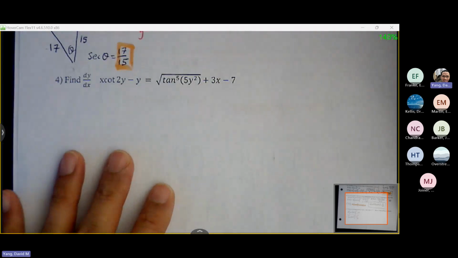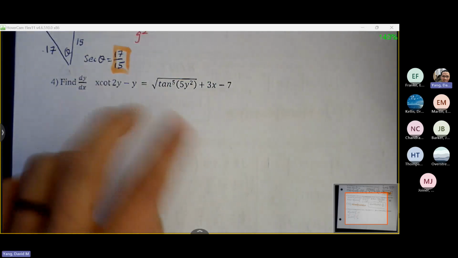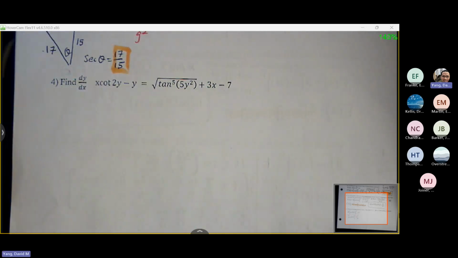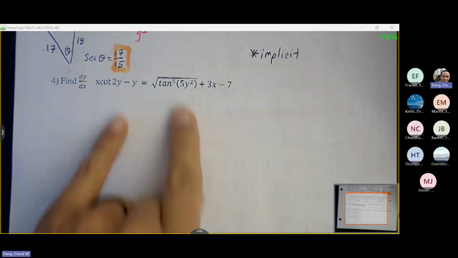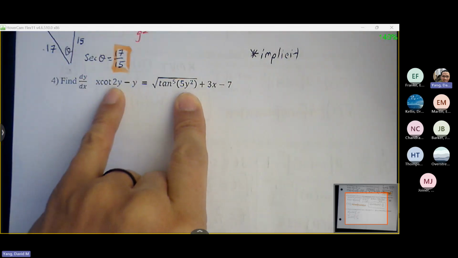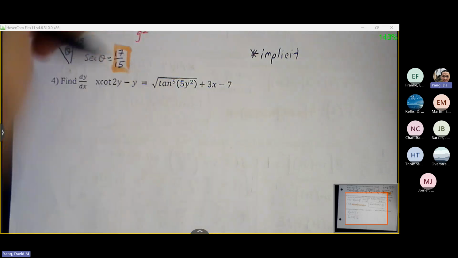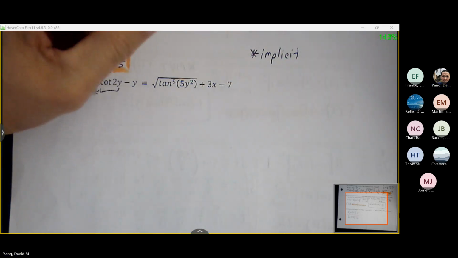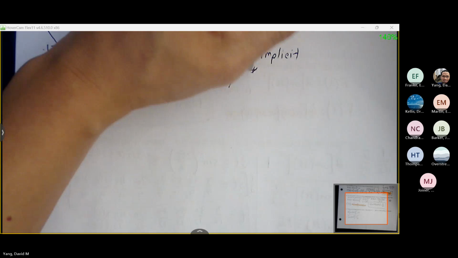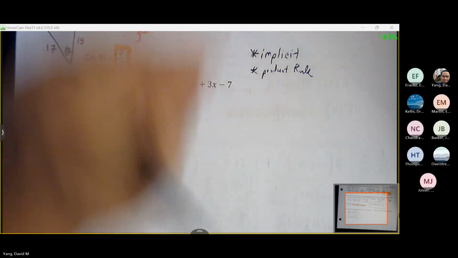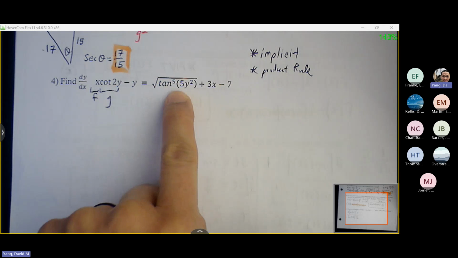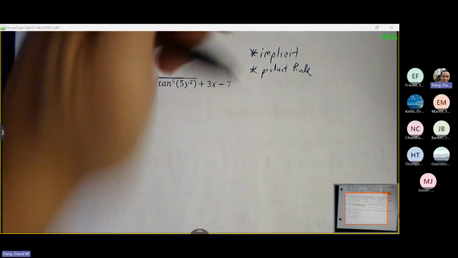Find dy dx for this equation. Multiple things are going on here. There's implicit differentiation: you see multiple y's that we have to account for. We see the product rule here as well. And finally, we have this expression with brackets with inside-outside portions, so there's also a chain rule.